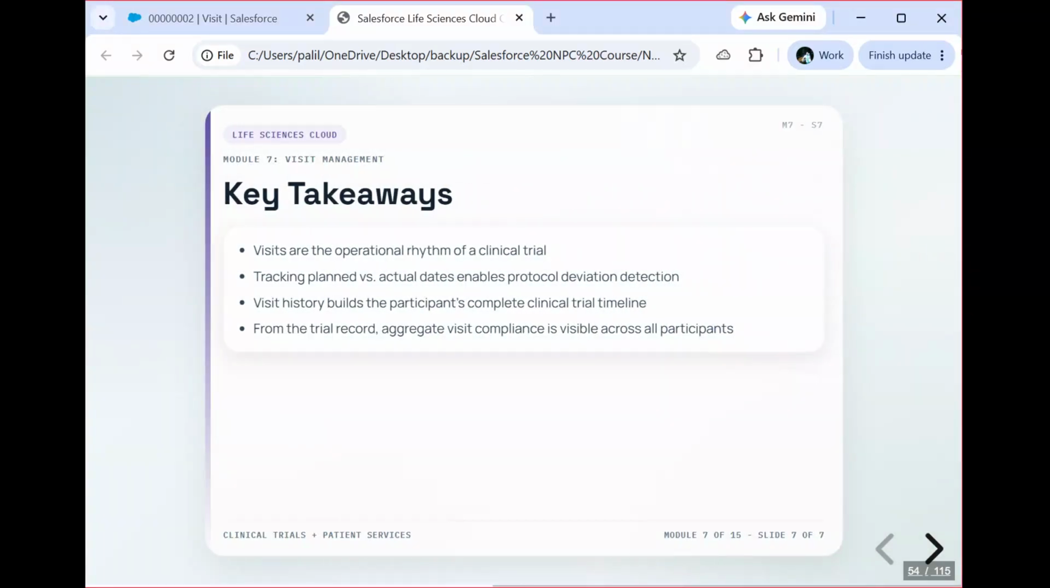Now, with respect to key takeaways, visit management is the operational heartbeat of a clinical trial. Every visit, every date, every status is a data point aggregated across hundreds of patients and dozens of sites. Visit data tells the story of trial operational health.